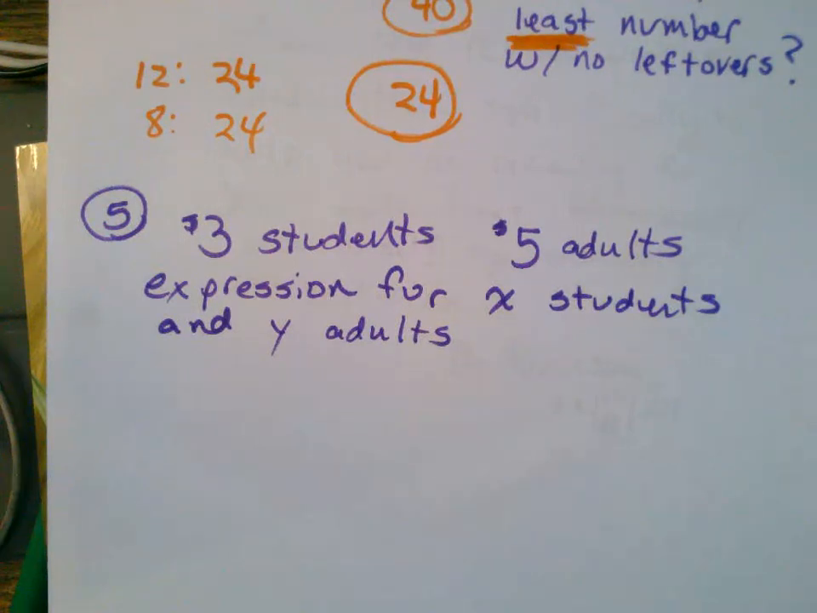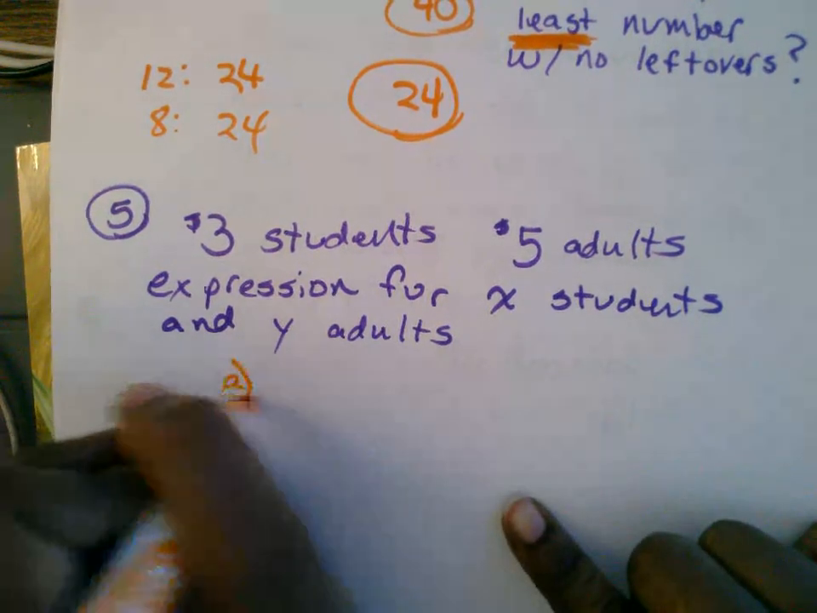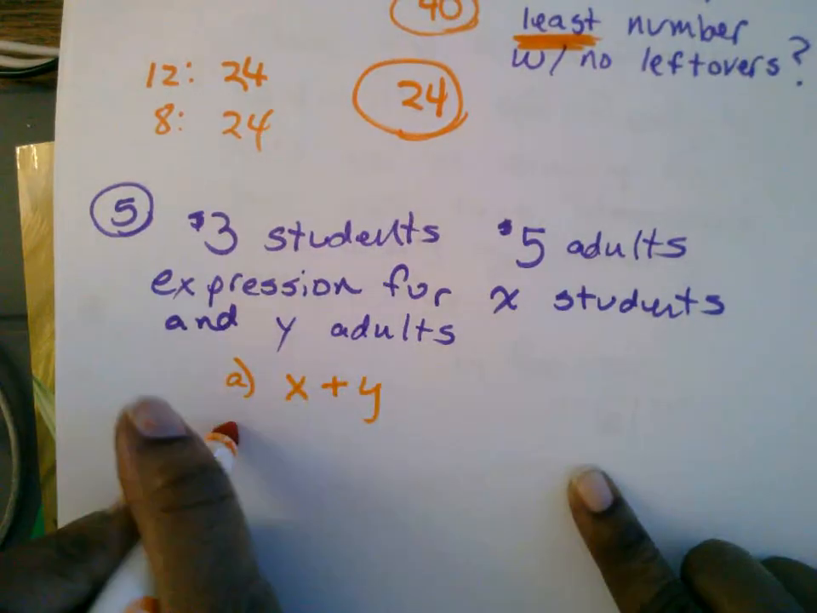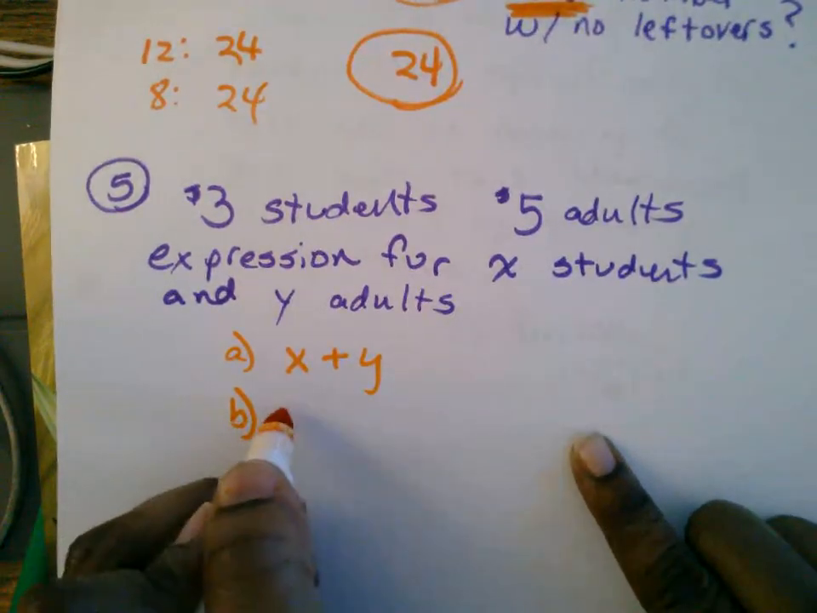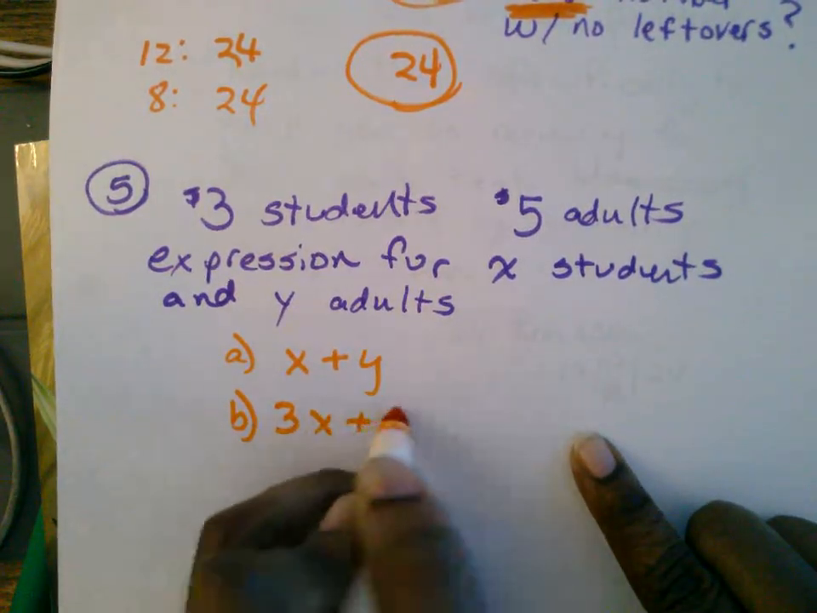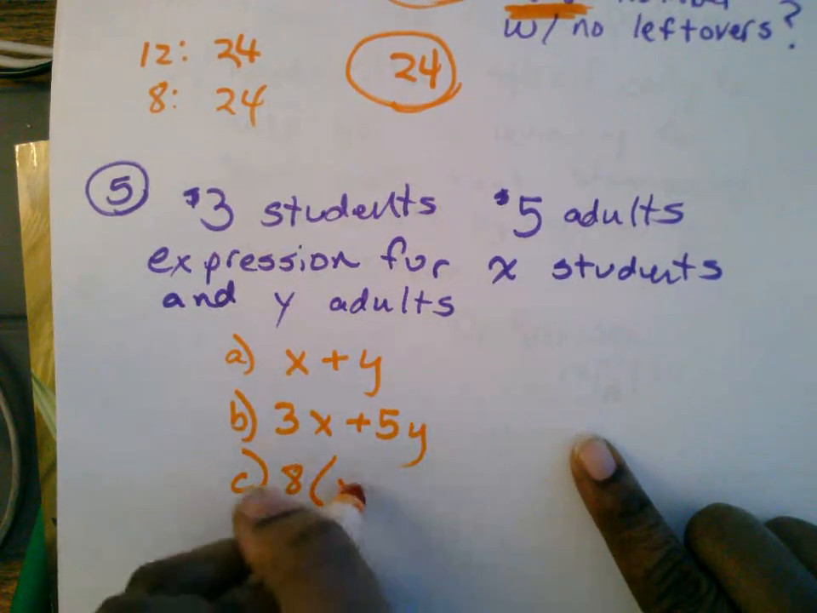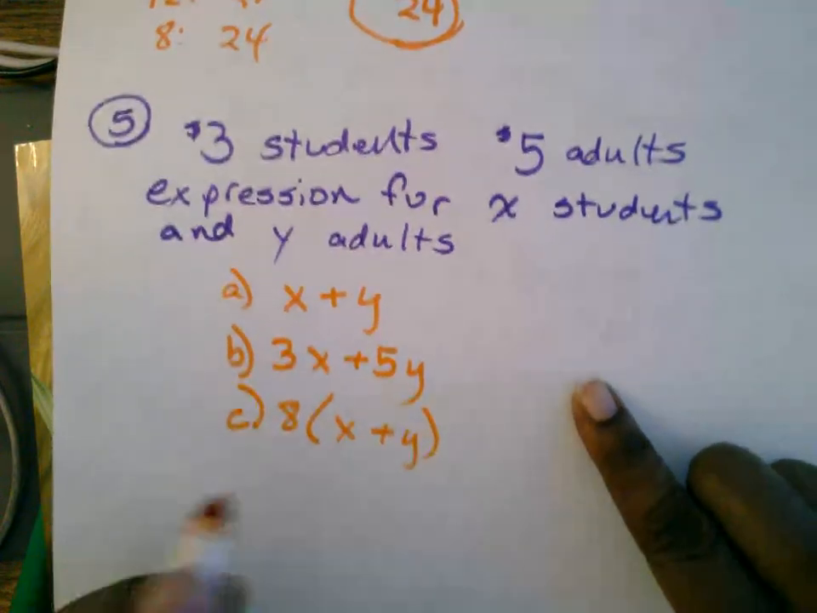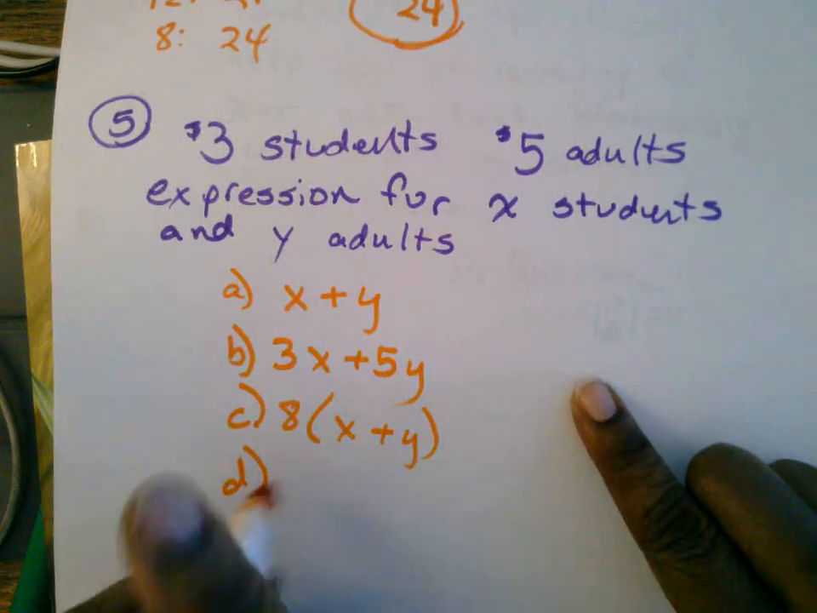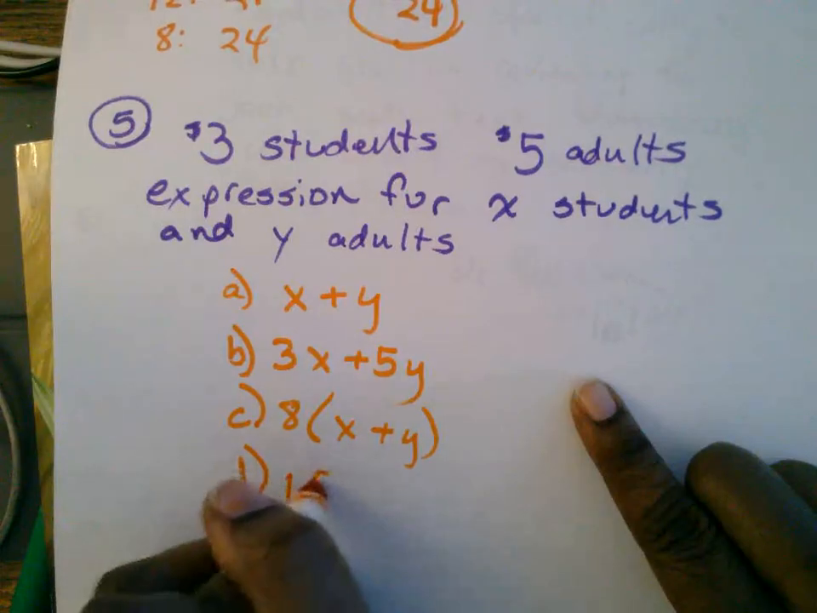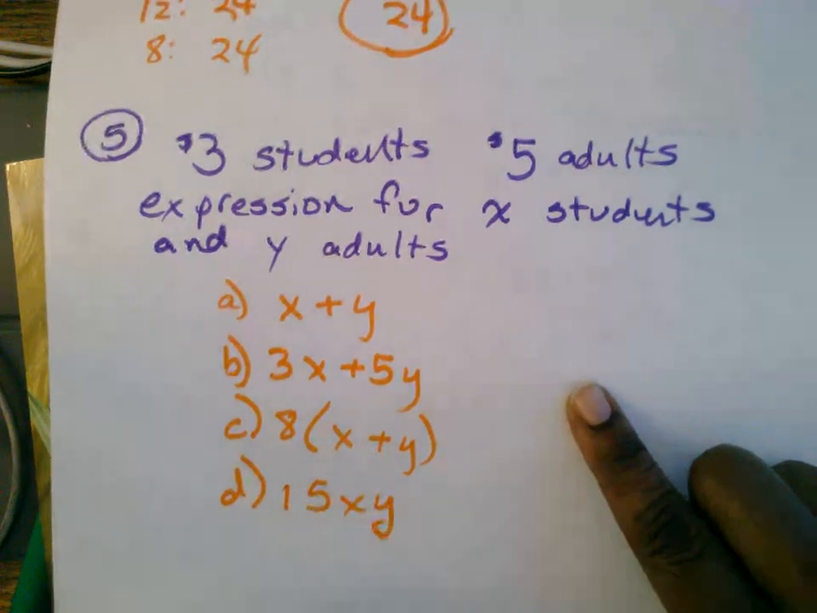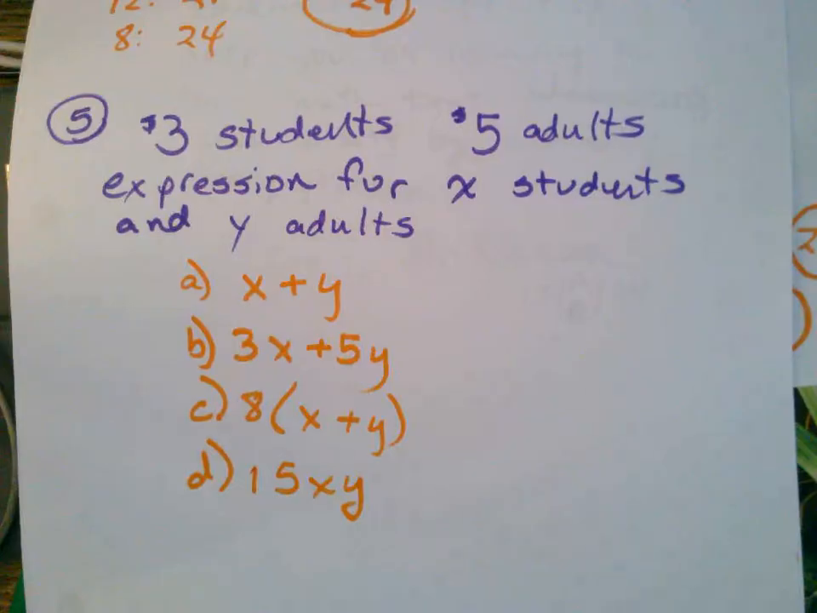Now, question. Would it be X plus Y, 3X plus 5Y, 8 times X plus Y, or 15XY? A, B, C, or D? Don't yell out. Let me give you time to write that down and think about it before you give me an answer.